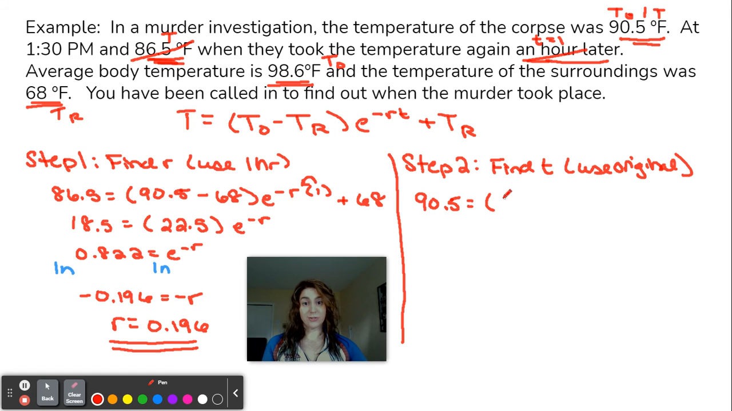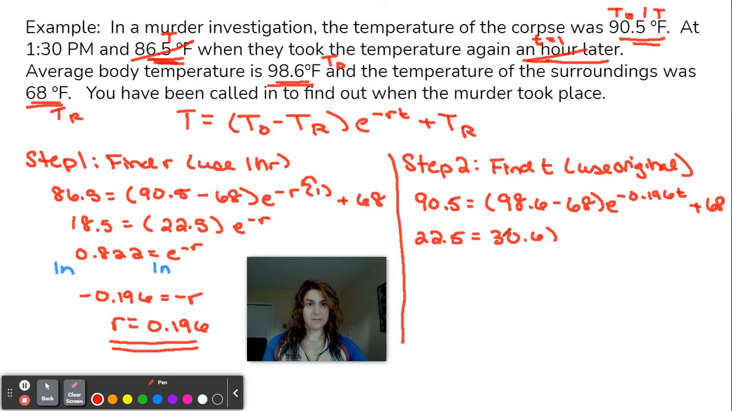Okay, the original temperature of any body is 98.6. Outdoor temperature still 68. E to the negative, I know my rate now, time plus 68. Okay, again, same thing. I'm going to move over my value, my 68. That gets me 22.5. Subtract 98.6 and the 68. That's 30.6. E to the negative 1.96t.